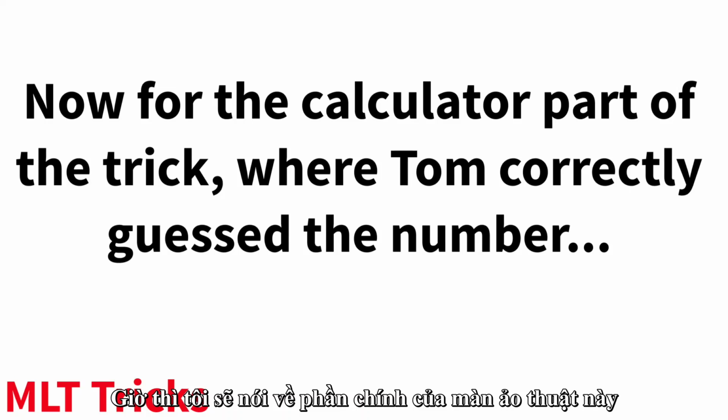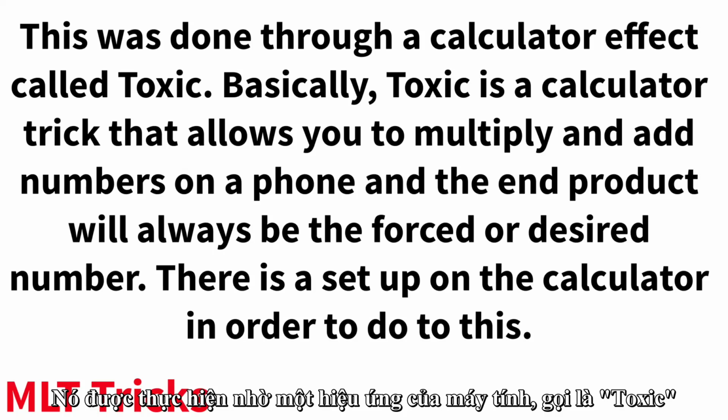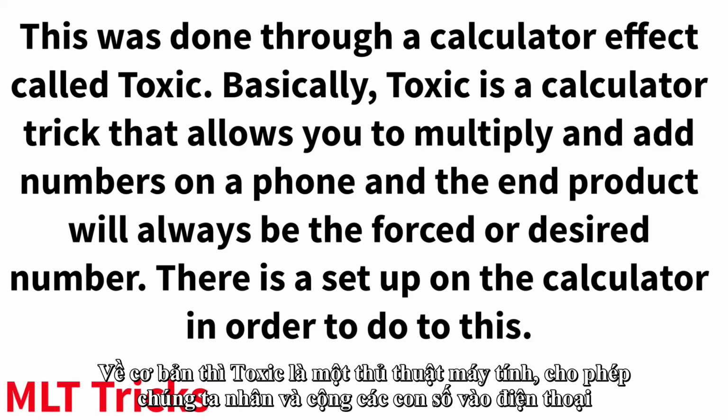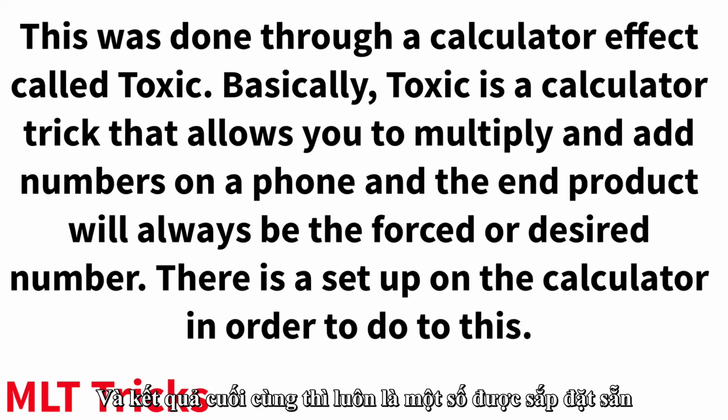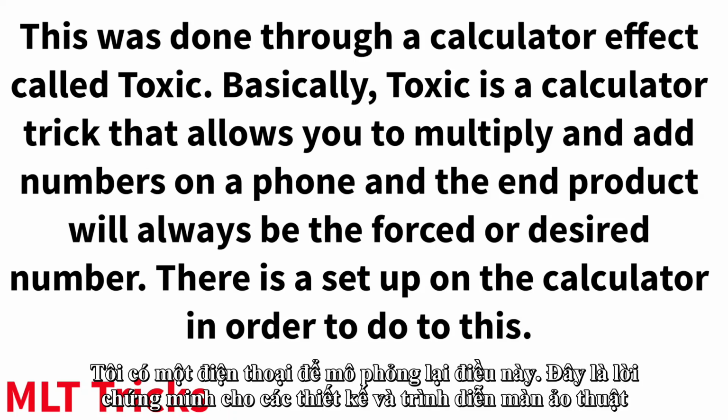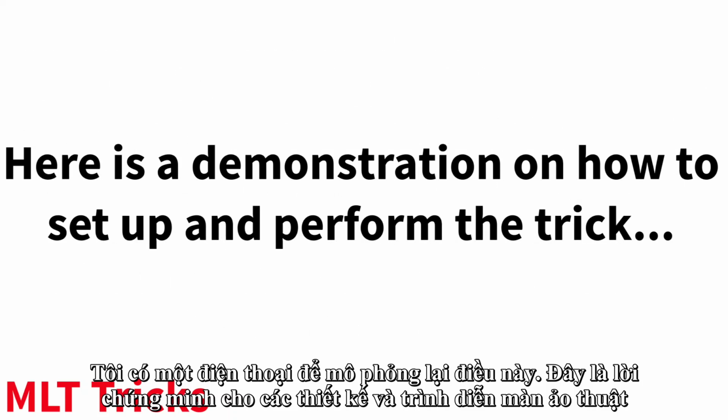Now I'm going to talk about the main calculator part of the trick. So this was done through a calculator effect called toxic. Basically, toxic is a calculator trick that allows you to multiply and add numbers on a phone, and then the end product will always be the forced or desired number. So there's a setup on the calculator in order to do this, and now I'm going to give you a quick demonstration on how to do it.